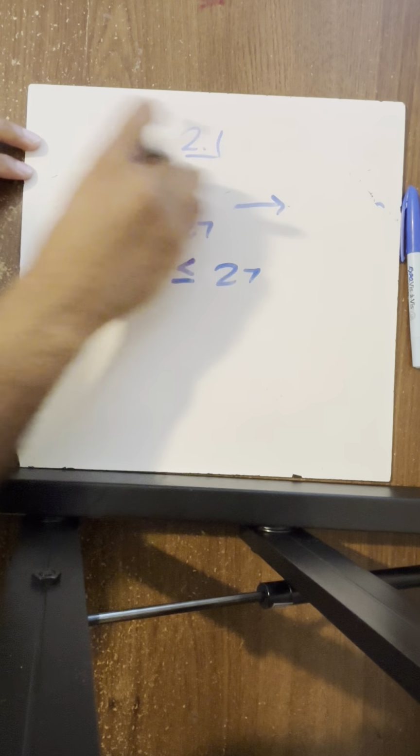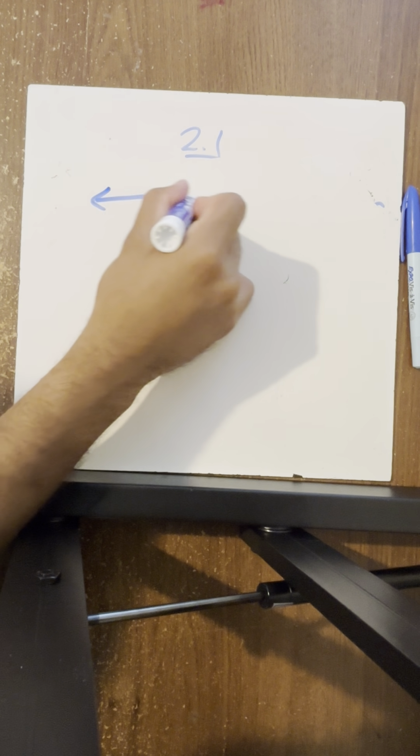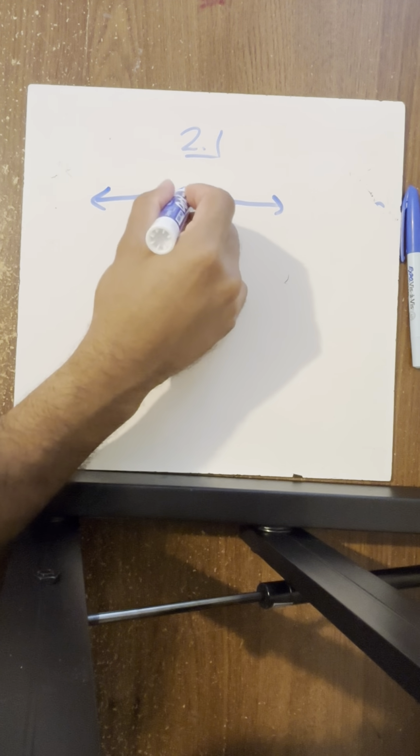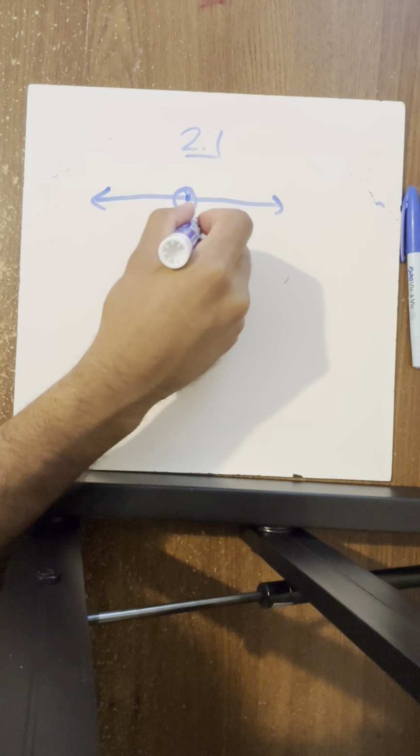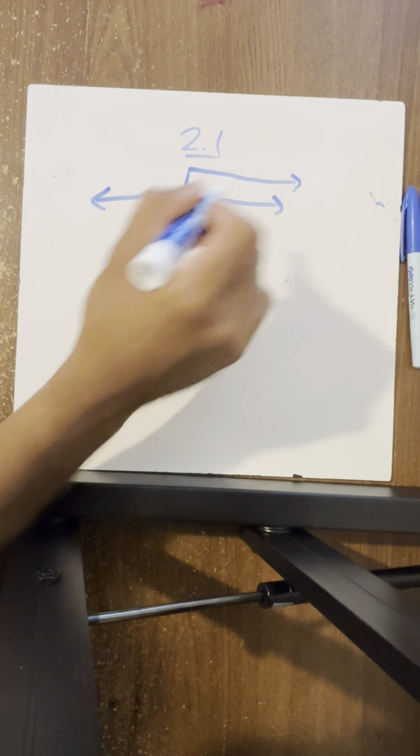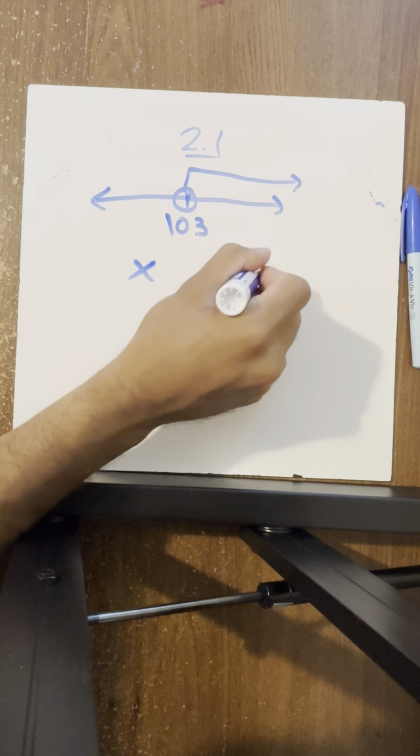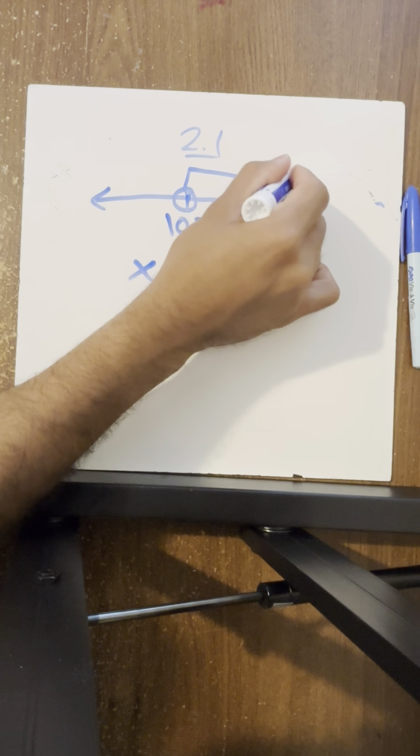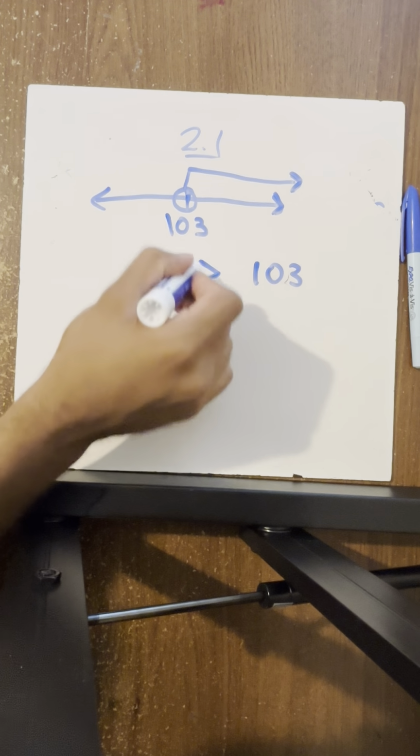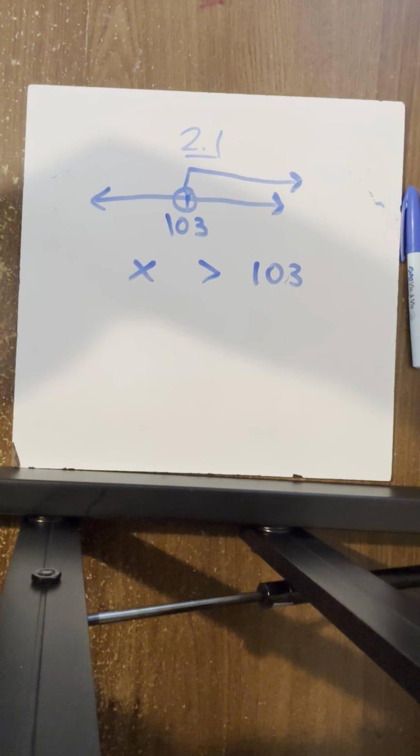All right, let's take a look at one last question. Let's use an even bigger number, like 103, facing this way. We know that we have to write the x first, and the number of focus is 103. The arrow is facing this way, like that one is. And we leave it like this because it is an open circle. So this is our answer, x greater than 103.